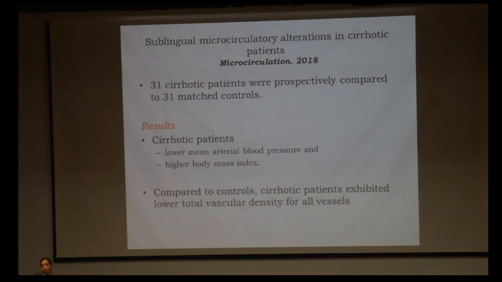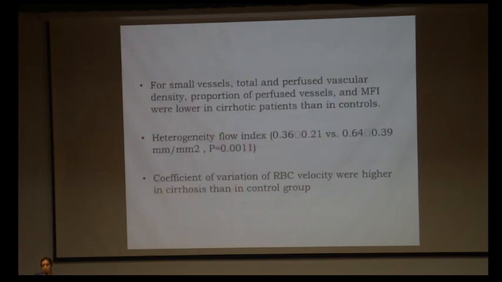what they saw in the sublingual circulation was that the cirrhotic patients had a lower total vascular density for all the vessels. For the small vessels, the total and the perfused vascular density, the proportion of perfused vessels, and the mean flow index were lower in cirrhotics compared to controls. And again, the same finding: the flow was heterogeneous. Heterogeneity was higher in the cirrhotics. And another important finding was that RBC velocity was very high in cirrhotics compared to the control group.